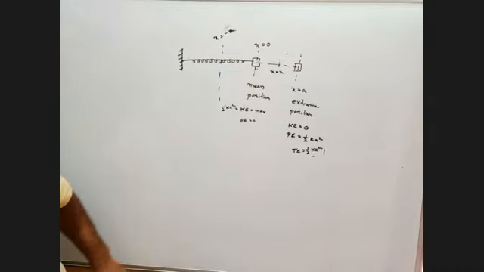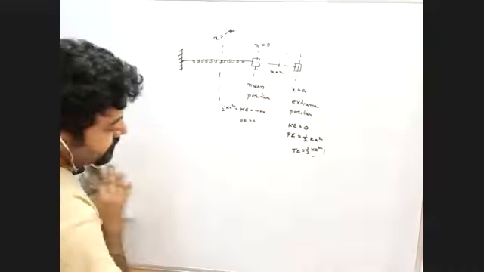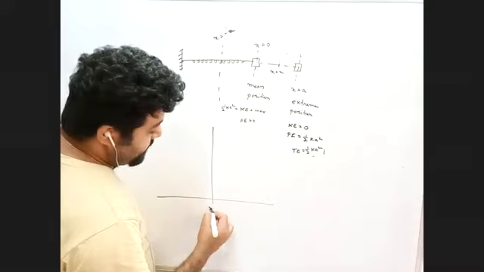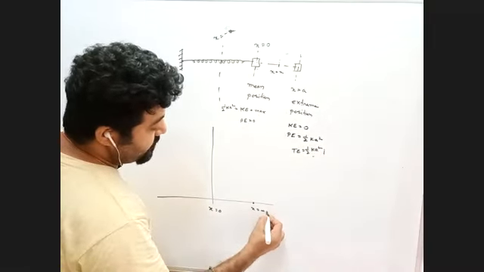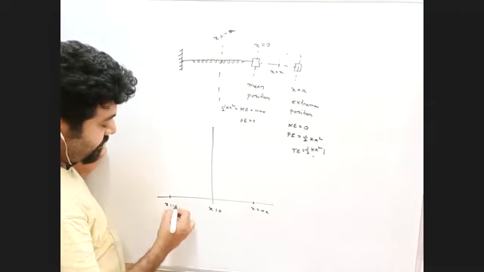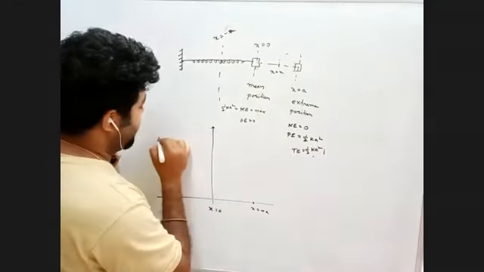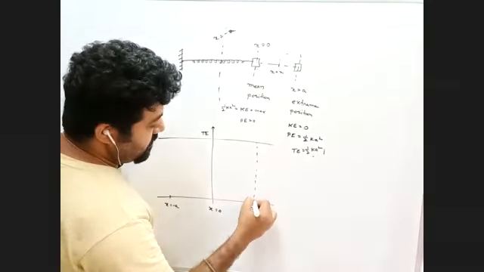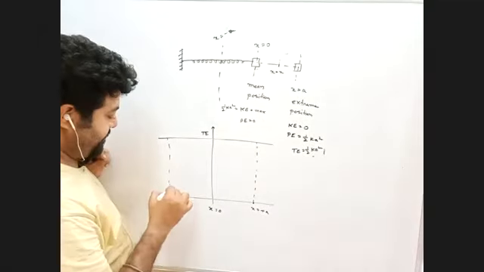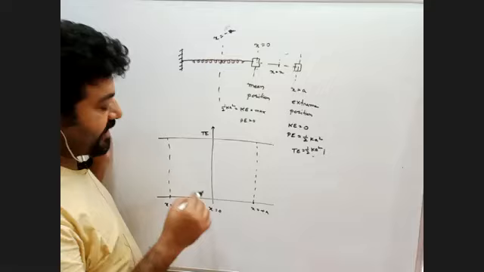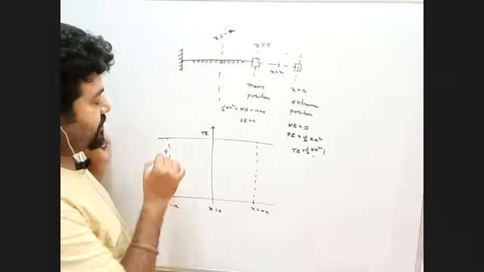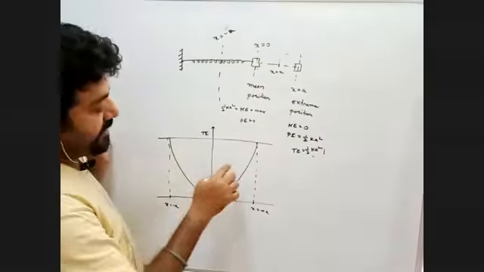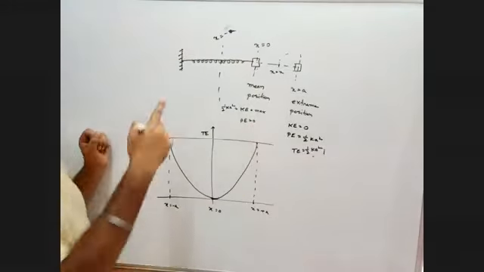So that's why if you want to draw the graph, this is x equals to 0, this is x equals to plus a extreme position, x equals to minus a extreme position, and this is the total energy. So see, the potential energy at the mean position is 0 and at extreme position is maximum. And as it is square, it means the shape is a U shape.